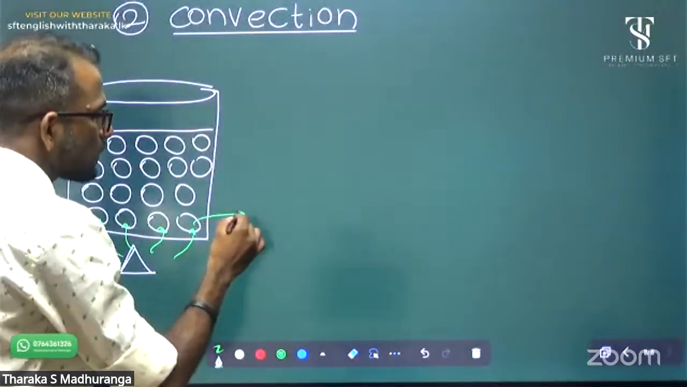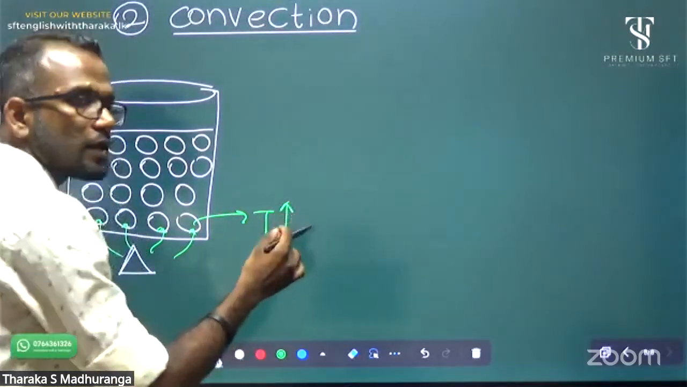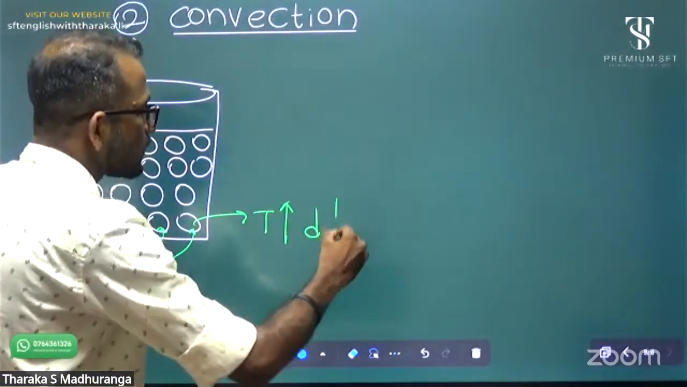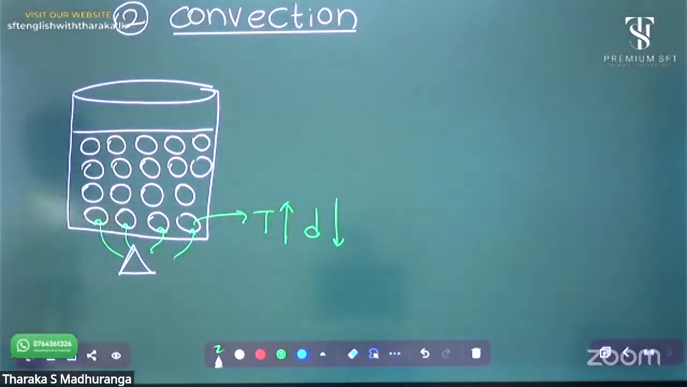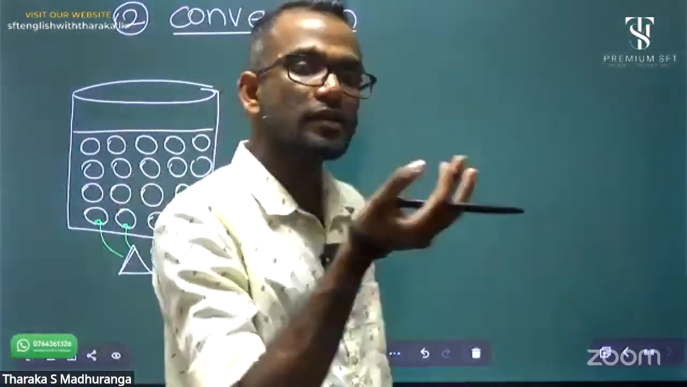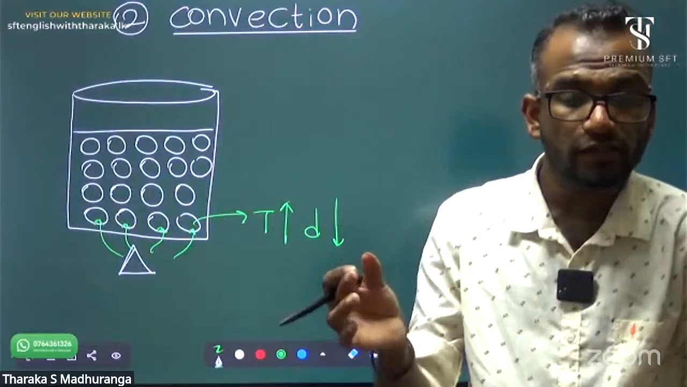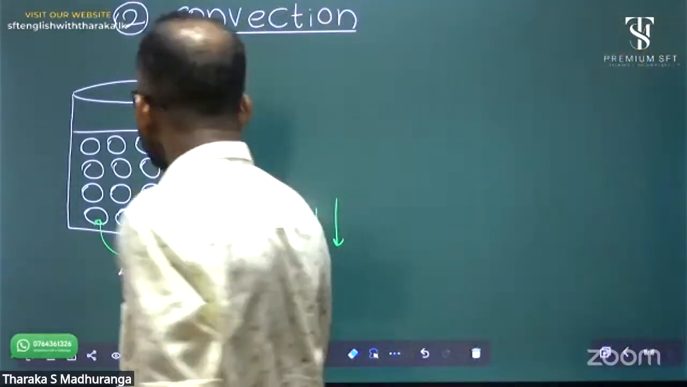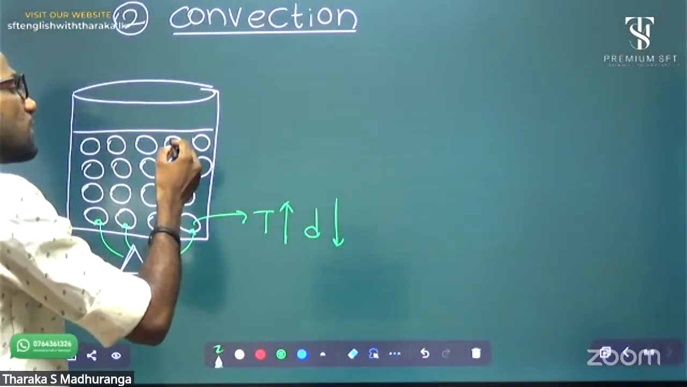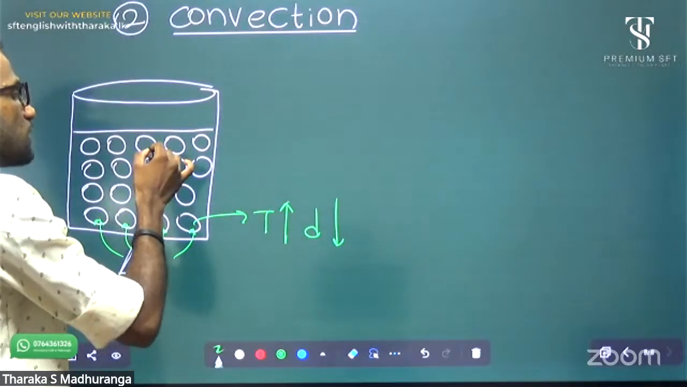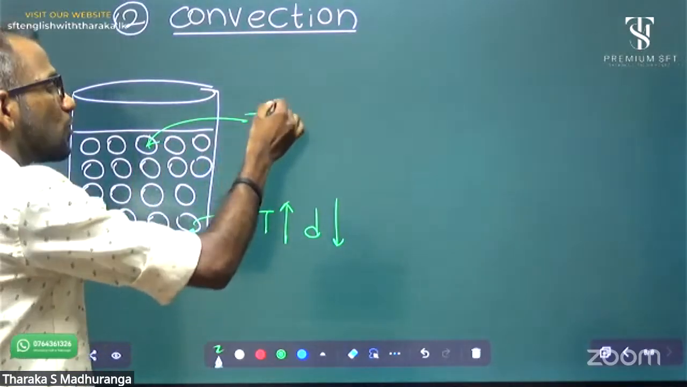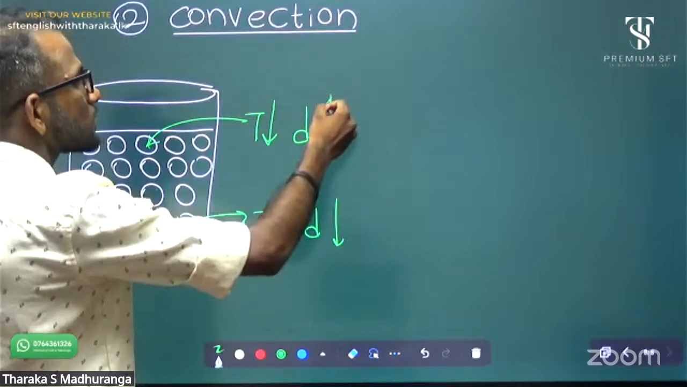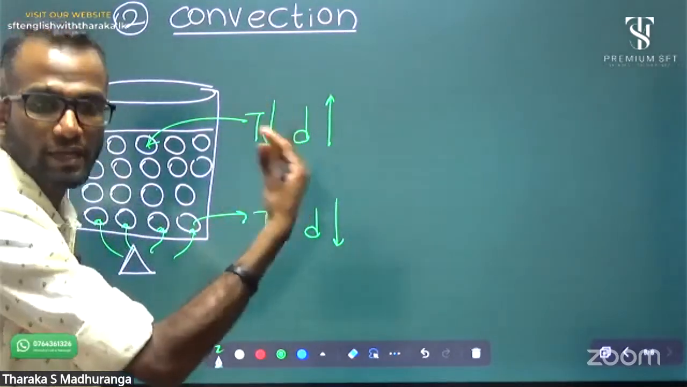Then what happens? Their temperature increases. Temperature increasing means what happens to their density? Remember, density decreases. As the temperature increases, the density of the molecules decreases. Compared to this, at the upper side, these molecules are at low temperature, still cold, and their density is comparatively greater.